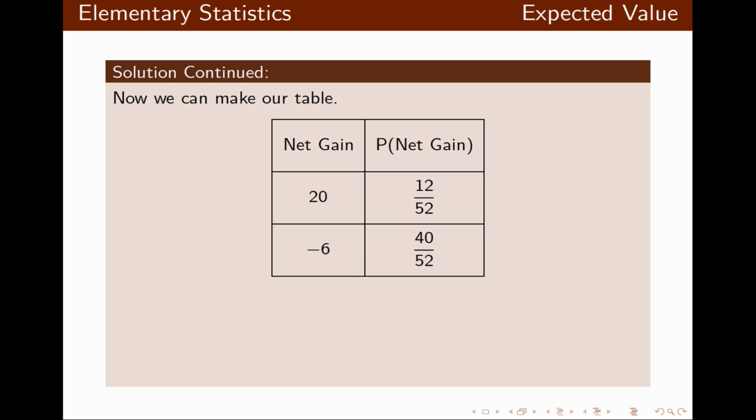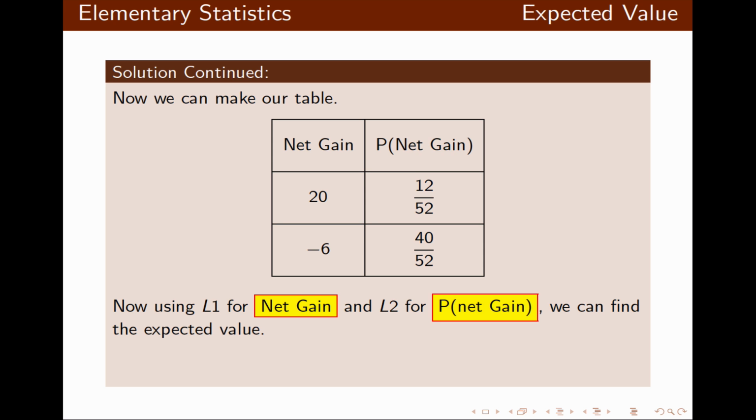We make our table. So one column for net gain, another column for corresponding probability of net gain. Again, we're going to use L1 for net gain and L2 for probability of net gain. Once we do the basic computation, the expected value is 0. So this is considered a fair game. In other words, the house is not making any money. You win some, you lose some, so their expected value is 0.